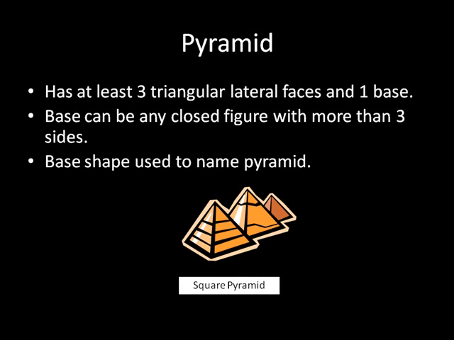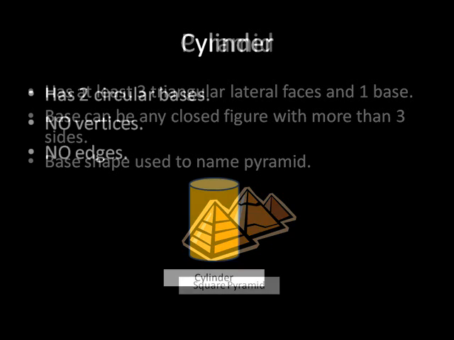A pyramid is similar to a cone, but it does have some differences. It has at least three triangular lateral faces, or sides, and it has one base. Now the base, or the bottom, can be any shape it wants to be. The importance of that is, whatever the base is, that's the type of pyramid it is. In the picture below, since the base is a square, it's a square pyramid.